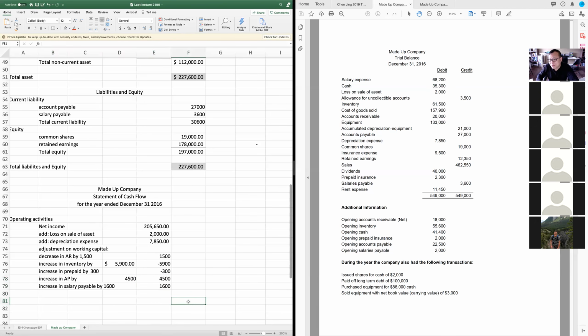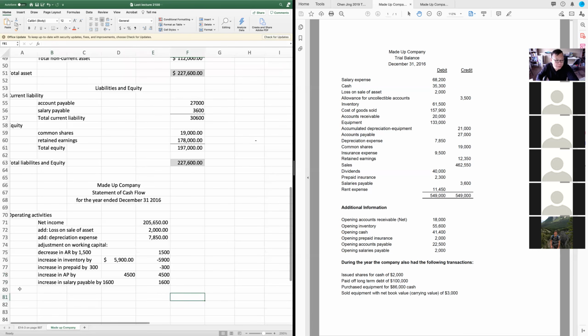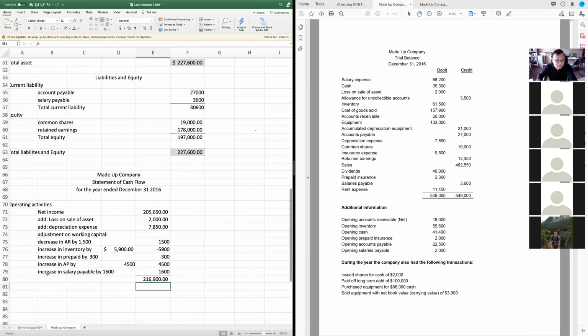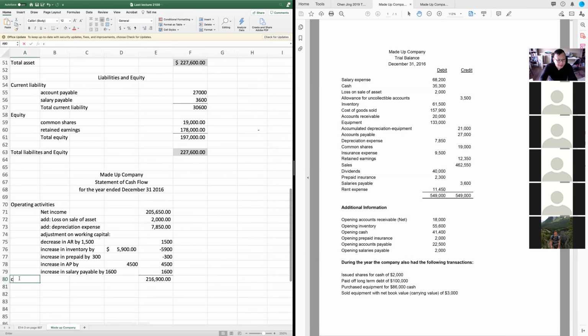Anybody have any question? So cash generated from operating activity, that's the 216,900.